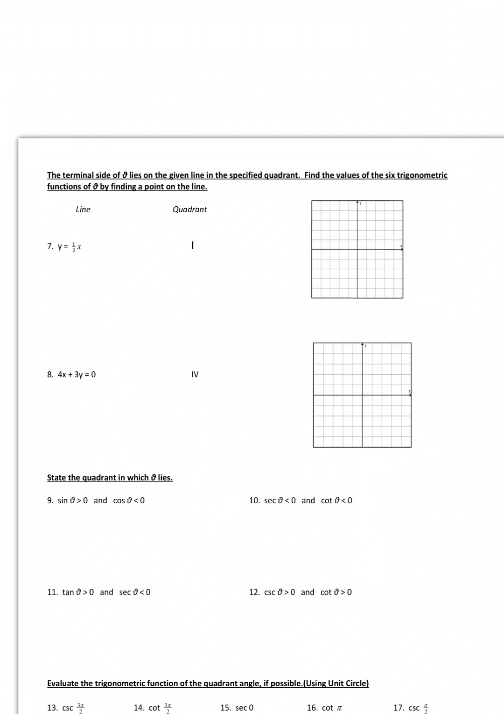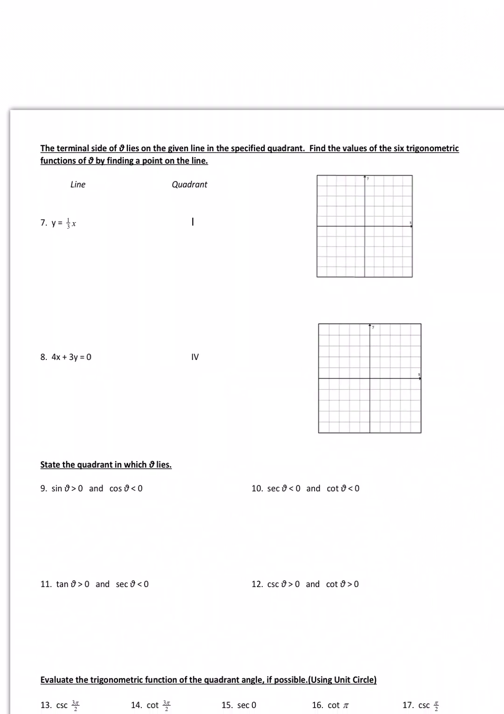Okay, moving on to the next type of question. Since the terminal side of theta lies on the given line in the specified quadrant, find the values of the 6 trig functions of theta by finding a point on this line. So let's look at number 7 here. This one has a slope of 1 over 3. And we know it has a y-intercept of 0, right? Because it's basically a plus 0 right there. So we know it has a y-intercept of 0.